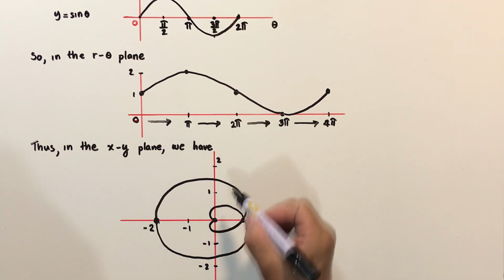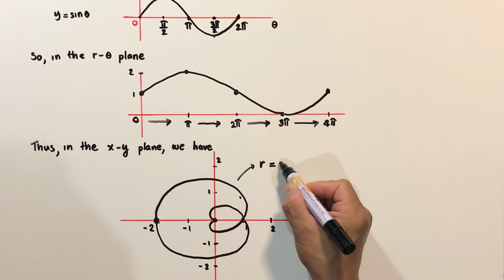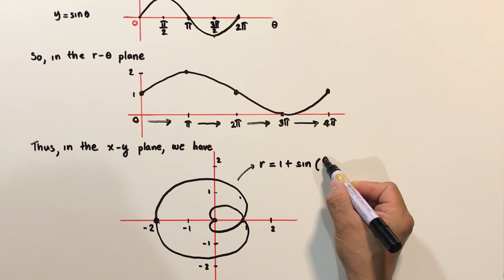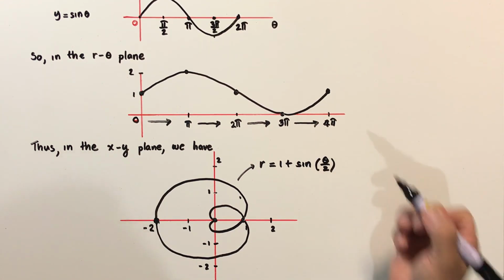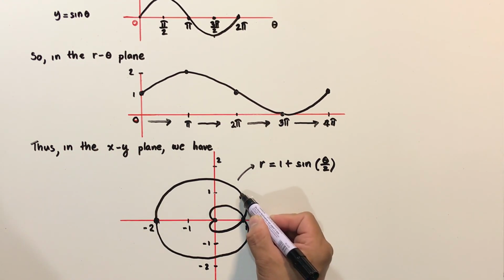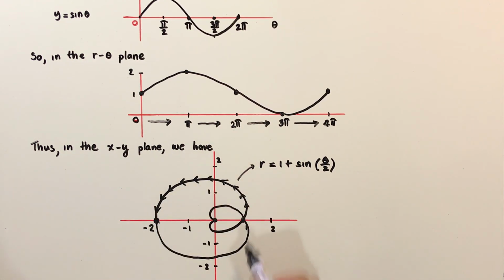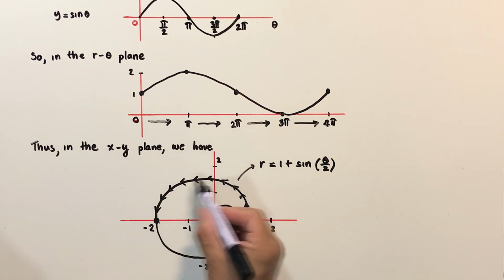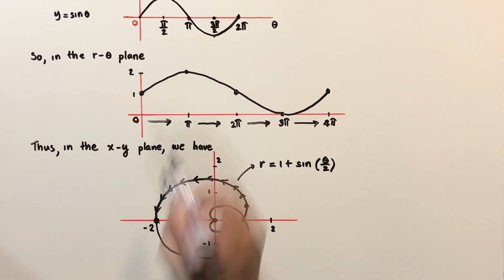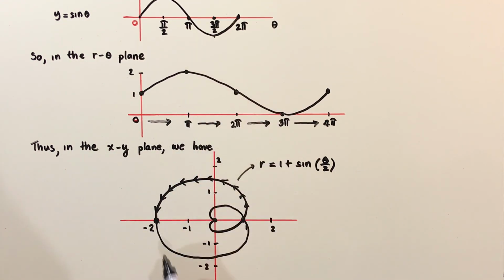So this is how the graph of r equals 1 plus sine of theta over 2 looks like. It starts from 1 and then moves in a counterclockwise direction. So from 0 to pi, it increases from 1 to 2 there. And then from pi to 2 pi, it decreases from 2 to 1. So here.